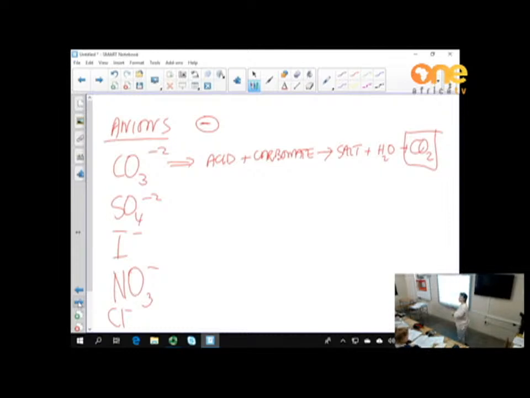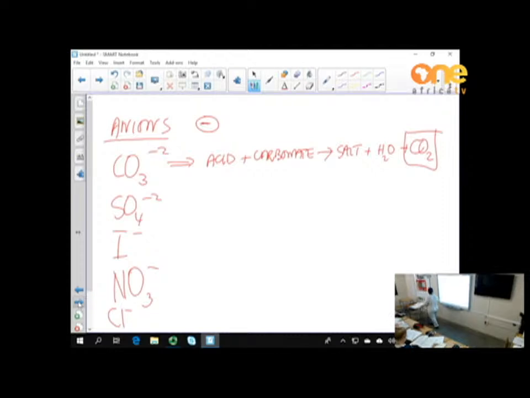Okay, so the test for carbonate. Add an acid, test the gas with clear lime water. If it turns milky, we've got a carbonate. So in your textbooks, they've got there, add dilute acid, test the gas evolved with lime water. The result, lime water turns milky.